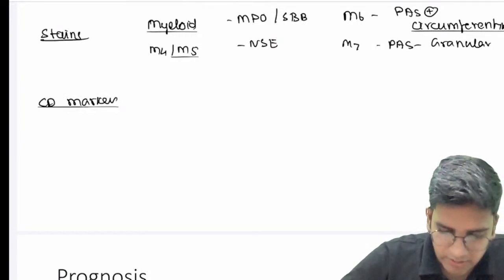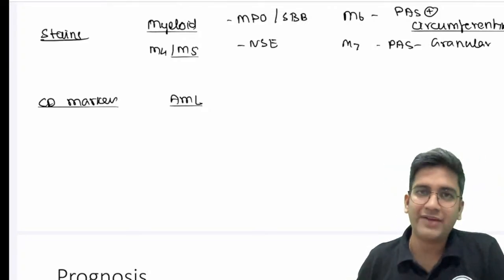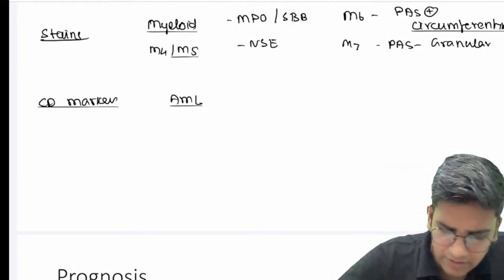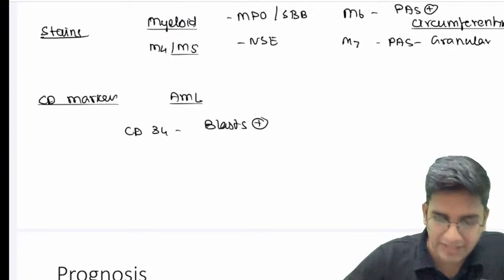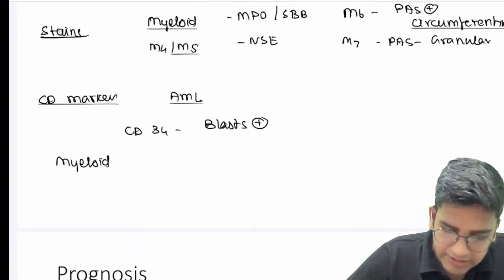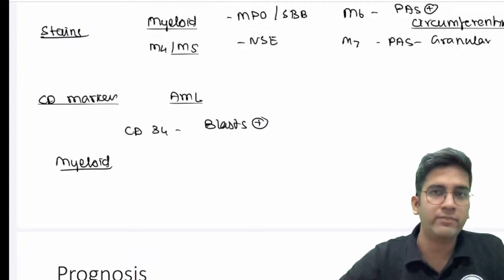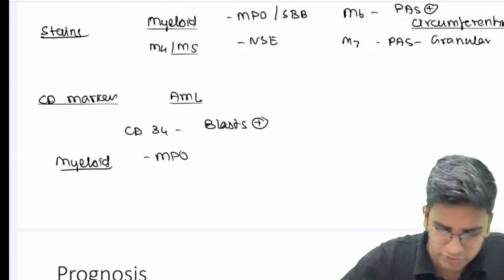For any AML, I'm not writing M1, M2, M3, they don't have a very specific thing. So for every AML, the first thing for me is CD34 because they are blasts. Every blast will be positive for CD34. In addition to this, if it's myeloid, which includes your M1, M2, M3, everything will be grouped under myeloid, the best marker for me still is myeloperoxidase, right?